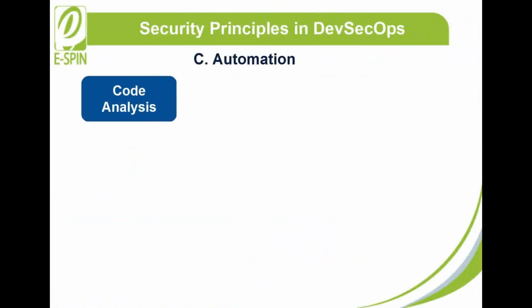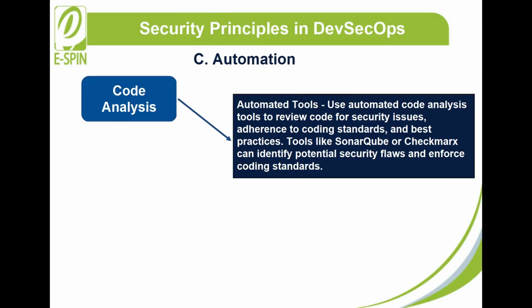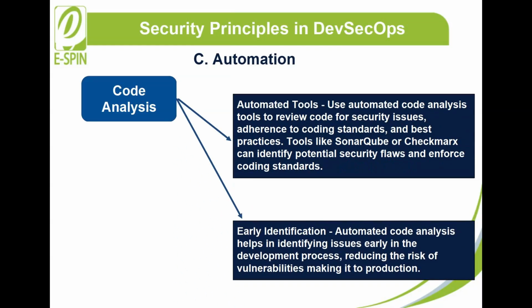Code analysis is the second component of automation. It divides into automated tools, early identification, and an example. Automated tools: use automated code analysis tools to review code for security issues, adherence to coding standards, and best practices. Tools like SonarQube or Checkmarx can identify potential security flaws and enforce coding standards. Early identification: automated code analysis helps in identifying issues early in the development process, reducing the risk of vulnerabilities making it to production.